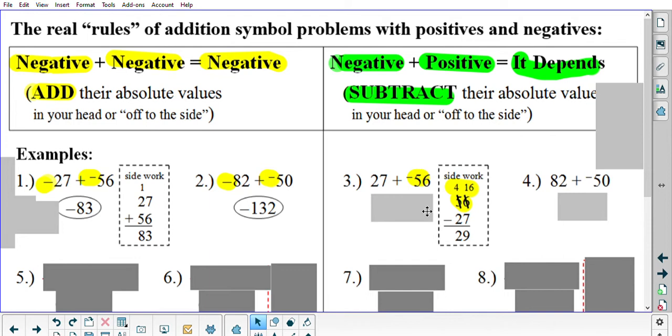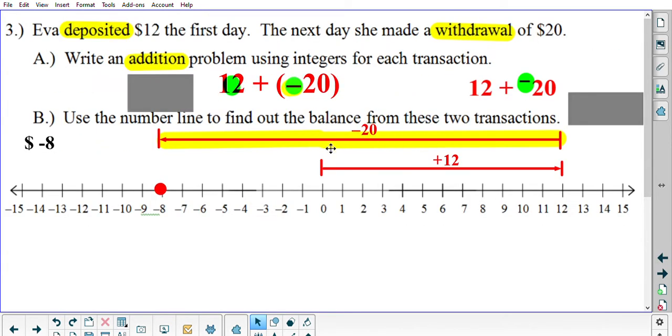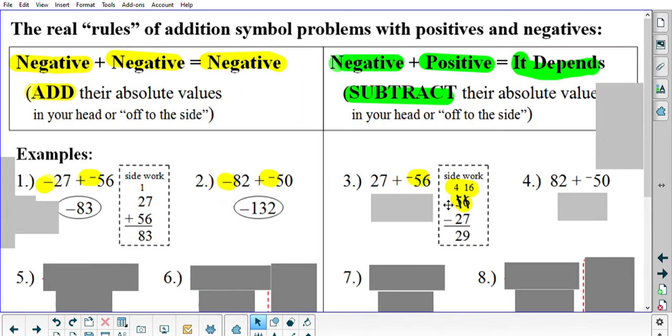But will that be a positive 29 or a negative 29? It depends, right? That's what it says up here at the top. It depends on which number has the bigger absolute value. Or if you thought of it visually, it's the number that would have the longer bar, right? That would determine whether the answer is going to be positive or negative. So on number 3, the longer bar, or the bigger absolute value number, would be the negative 56, wouldn't it? And that's why the answer is negative.